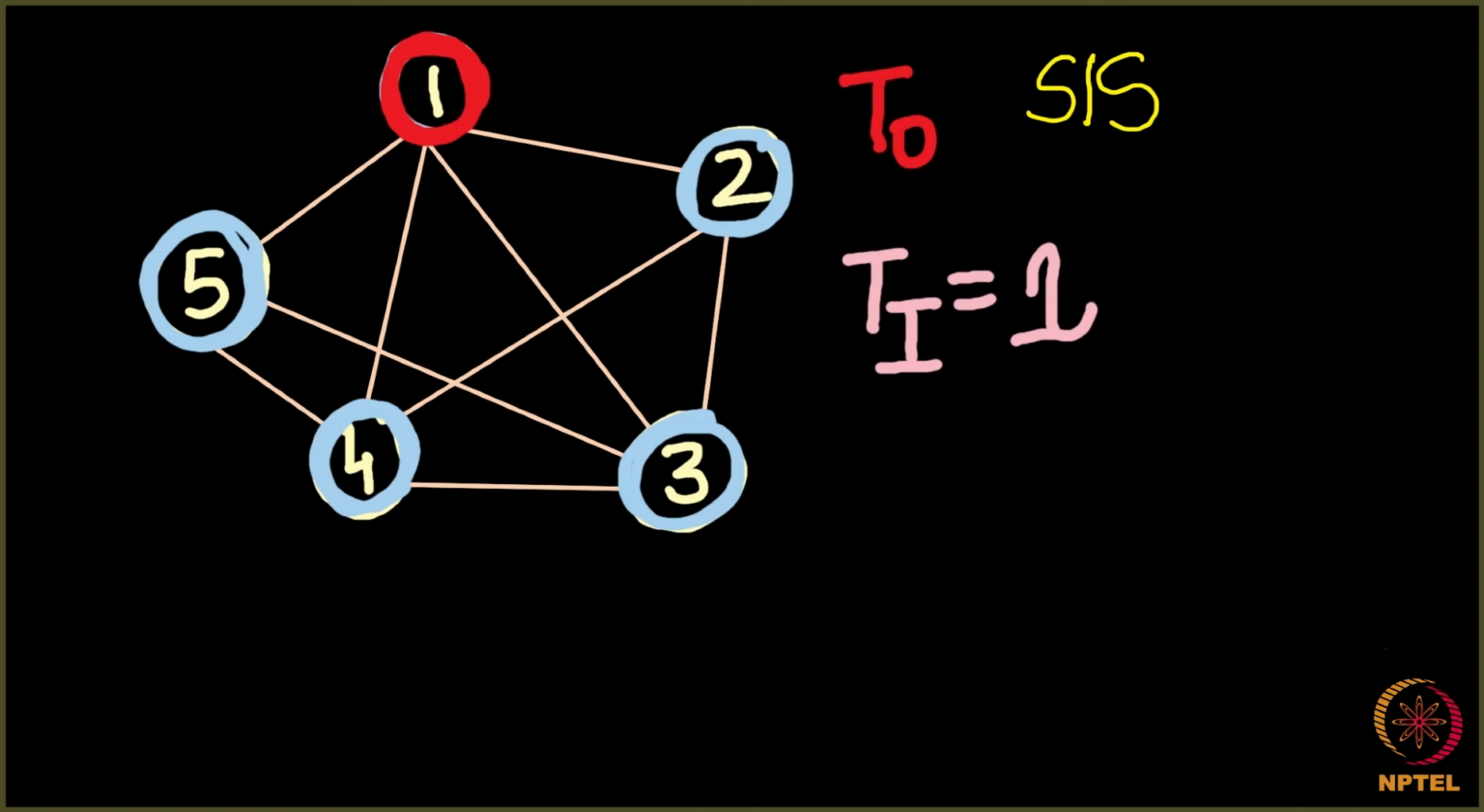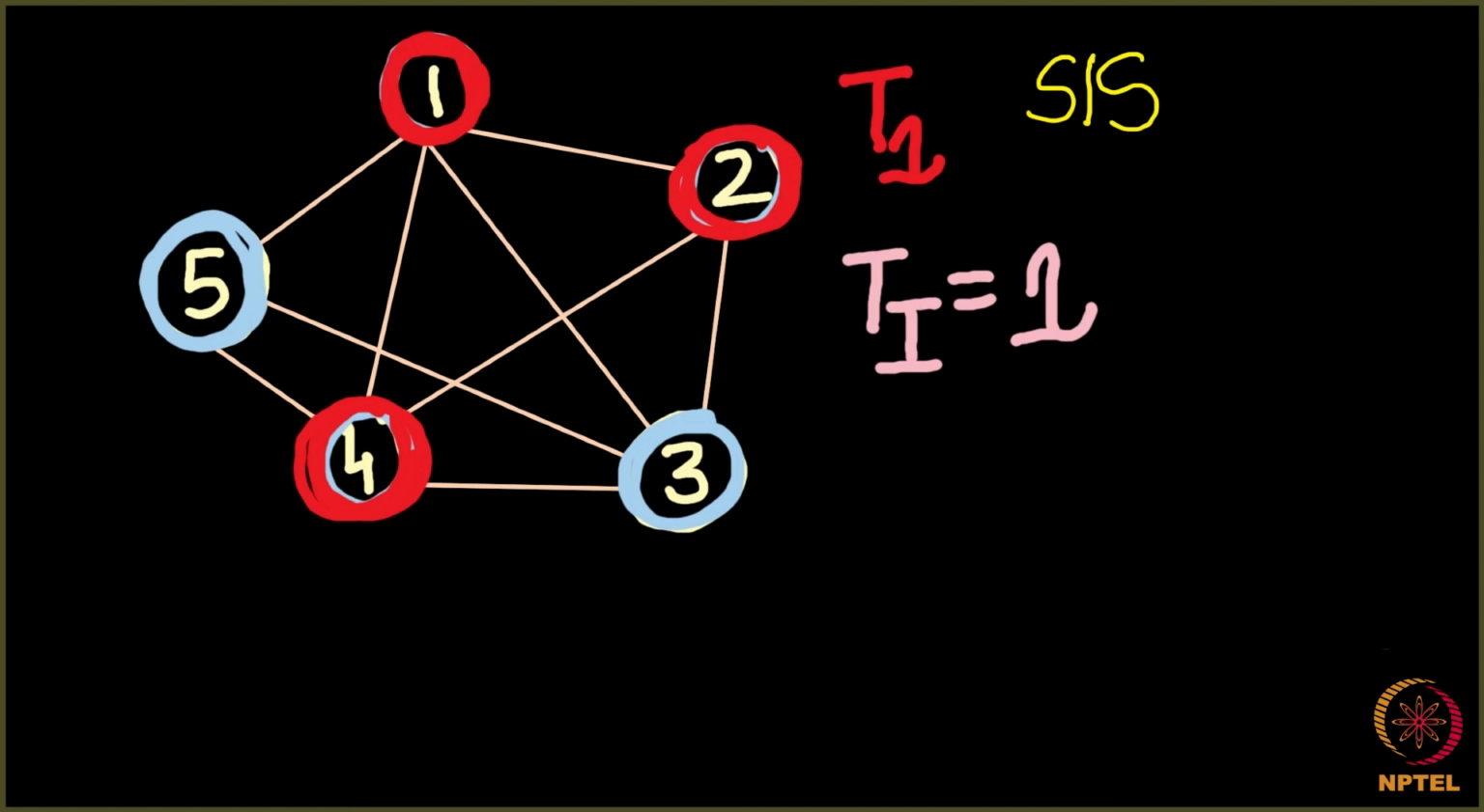Now let's see what will happen during the first day. Initially there was a 0th day. Now comes the first day. So on the first day, node 1 will look at all of its neighbors and try to infect some of them. Let's say node 1 becomes successful in infecting node 2 and node 4. So during day 1, node 1 infected node 2 and node 4.